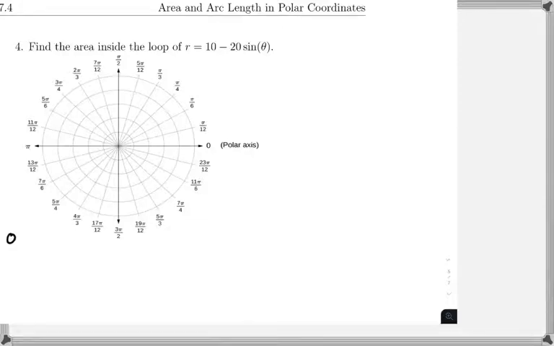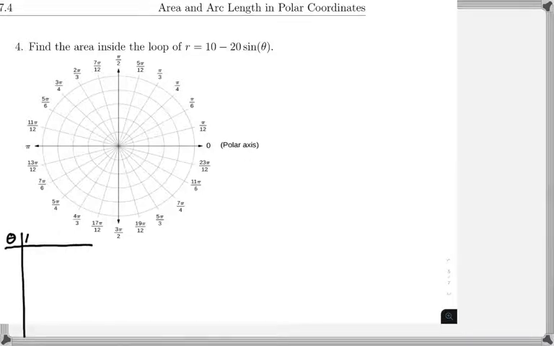Okay, this is the second video for section 7.4, finding area and arc length in polar coordinates. The polar coordinate system I have here is from the OpenStax Calculus Volume 2 textbook from page 465 or 645, I can't remember, one of those two. It's in section 7.3, I believe. And what we want to do here is find the area inside the loop of the limaçon r equals 10 minus 20 sine of theta.